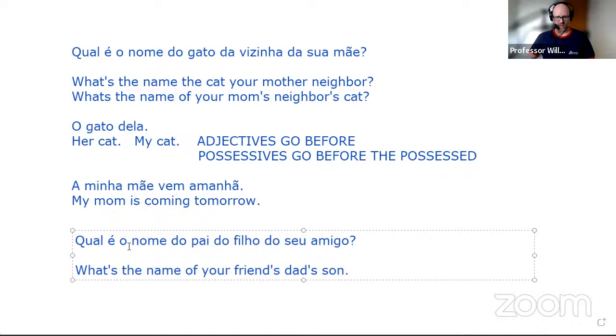Ok. So, qual é o nome? Qual é a única coisa na frase não sendo possuída? Pai. Oh, pai, yeah. So, it's gonna be dad. Do pai do filho. Então, of dad's son's. Okay. What's the name of your friend's son's dad? Friend's son's dad. Que é uma brincadeira, né? Porque é o nome do amigo, porque o amigo é o pai do filho dele. Nome do pai do filho do seu amigo.